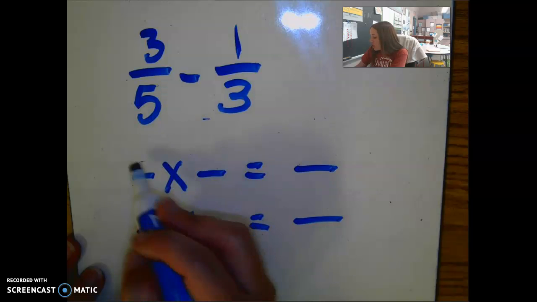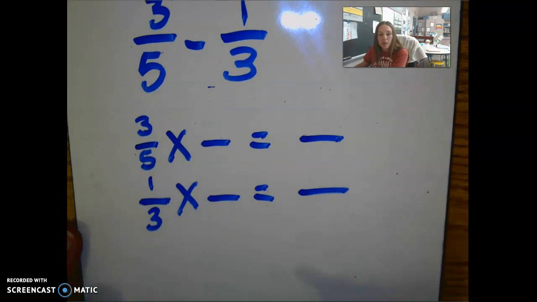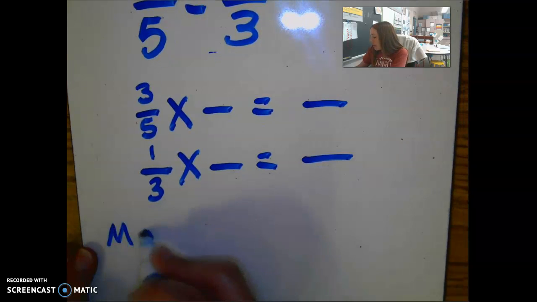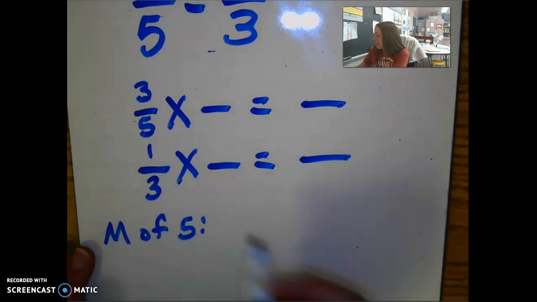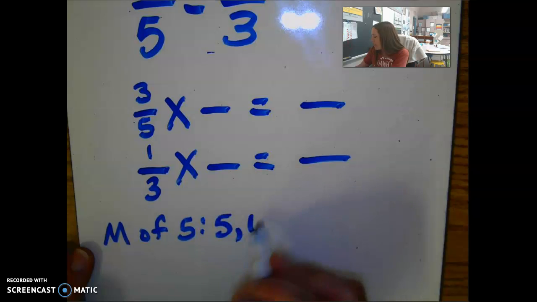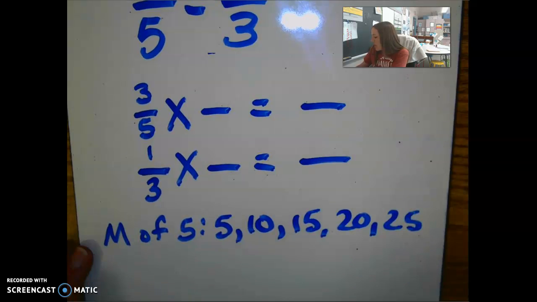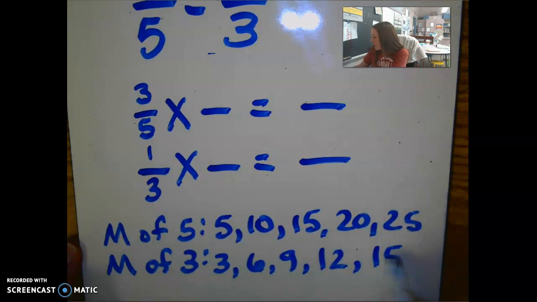So my first fraction is 3/5 and my second fraction is 1/3. Now down here we are going to list the multiples of our denominators. So let's take our multiples of 5. Pretty easy, getting to skip count by 5s. We have 5, 10, 15, 20, 25. And our multiples of 3: 3, 6, 9, 12, 15.